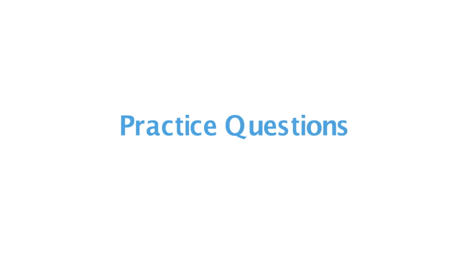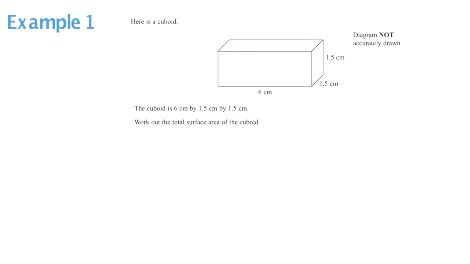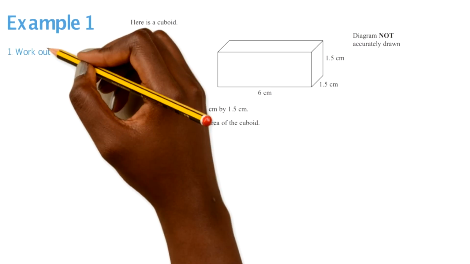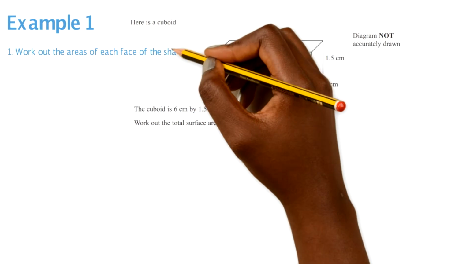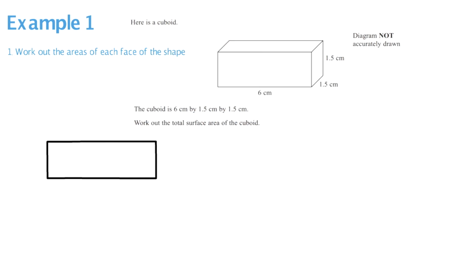So we're going to go through some practice questions. Example 1. So in this question, it's given us a cuboid, and it's given us the length, width, and the height, and it wants us to work out the surface area of the cuboid. So with the cuboid, if you think about it, it has 4 rectangles, okay? So we're going to work out the area of one of the rectangles and multiply it by 4.